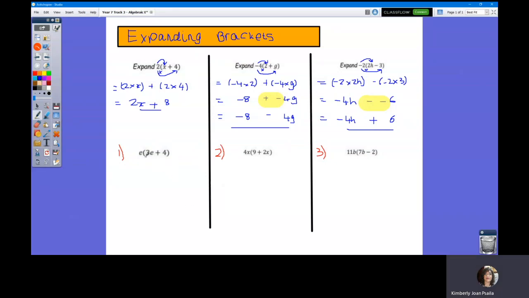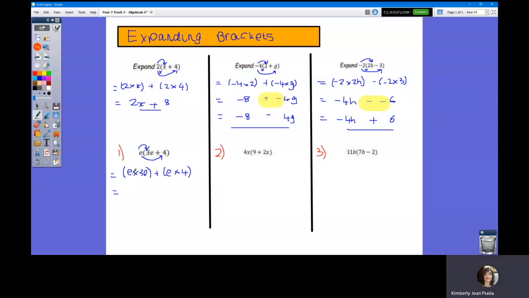Okay, so let's move on to these three examples. We have e times 3e. So first part is multiplying e by 3e. Okay, write down the plus sign and then e times 4. e times 4.